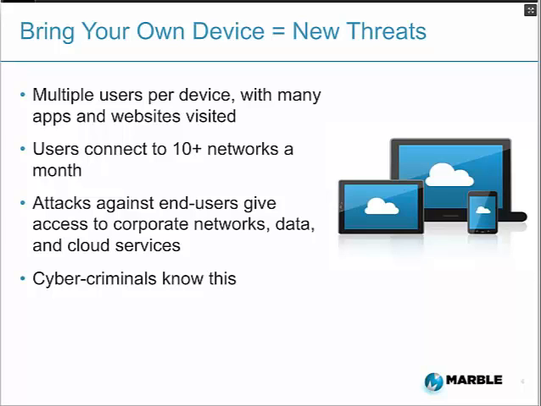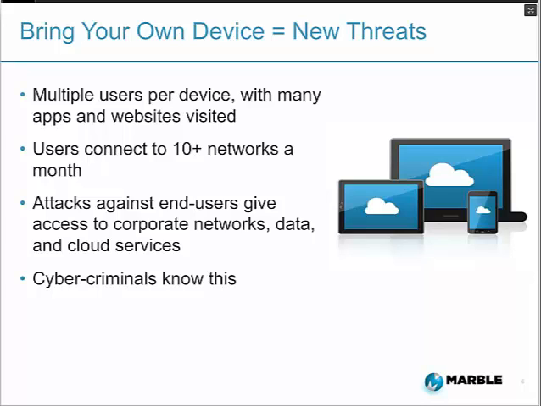One is that you've got multiple users per device. If you're not controlling that device, somebody's kids might be using that device. Maybe they jailbroke or rooted it. Who knows what applications they've downloaded to it. We also find that users are connecting to 10 or more different networks a month, and this exposes them to a whole set of risks around Wi-Fi hotspots, and we'll talk about some of those.